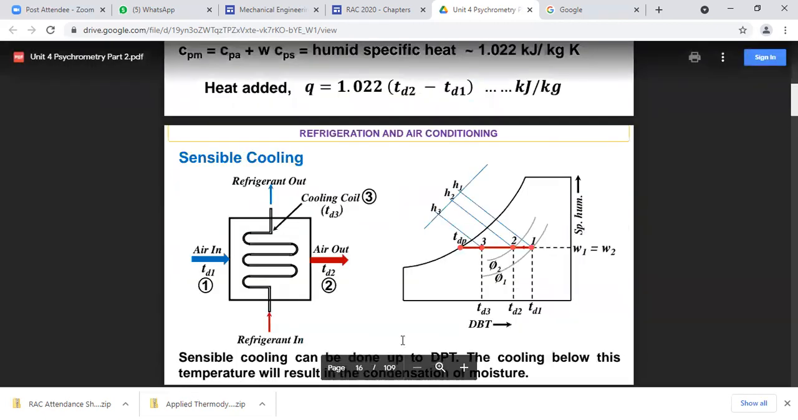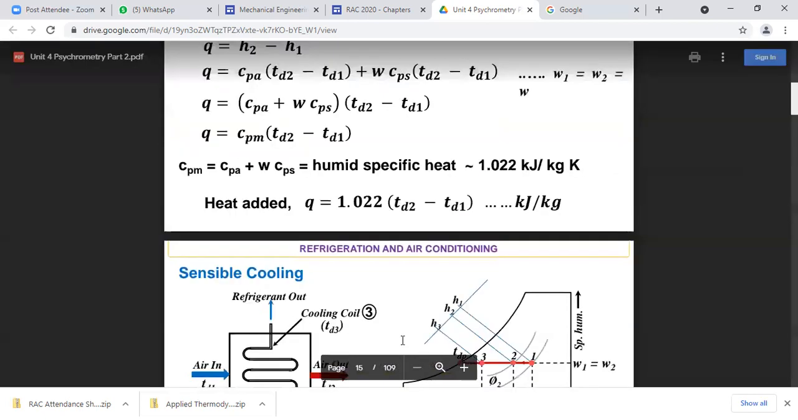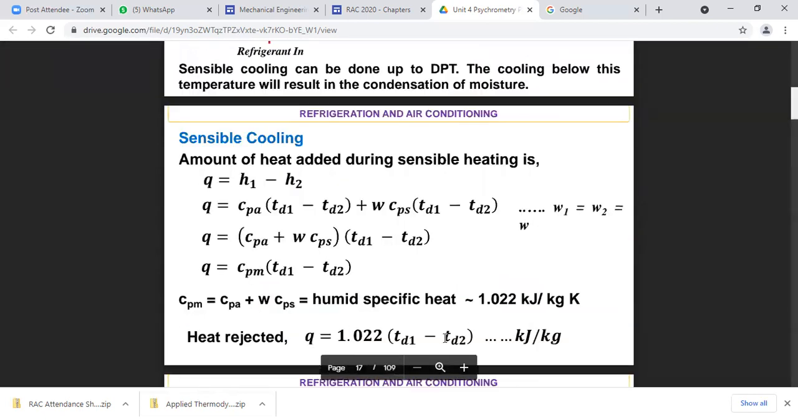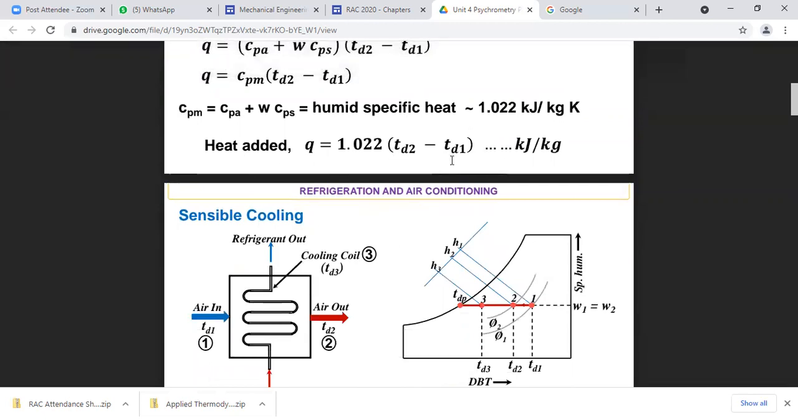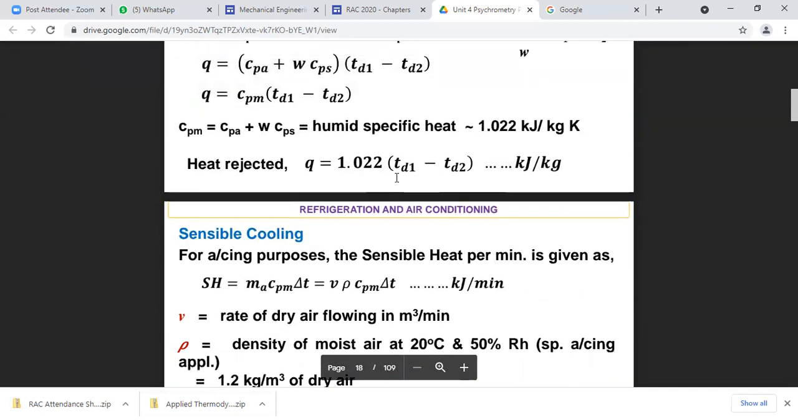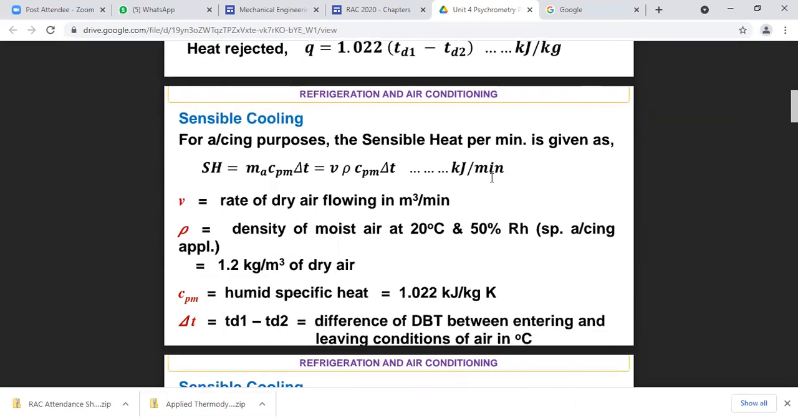So if you observe these two equations for sensible heating and sensible cooling, all the formulas remain the same, but in the case of heat added it is TD2 minus TD1, and in the case of heat rejected it is TD1 minus TD2. So this is the sensible cooling.